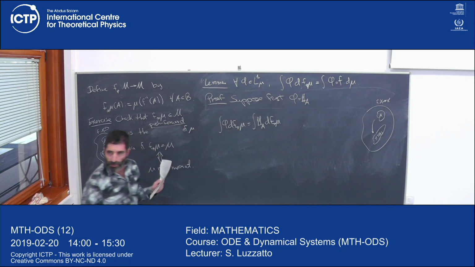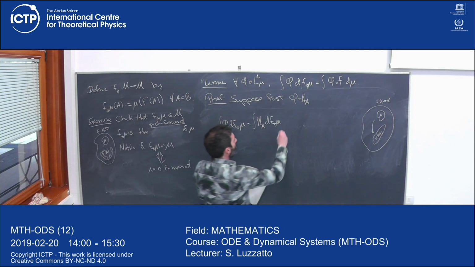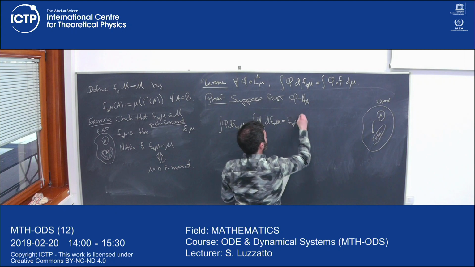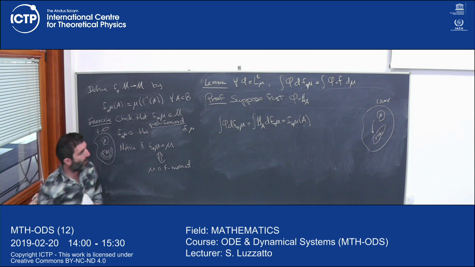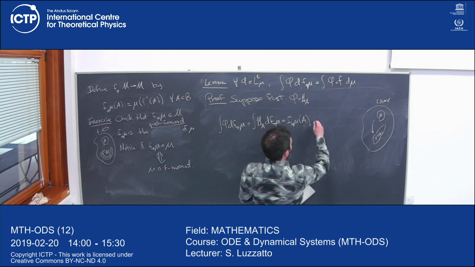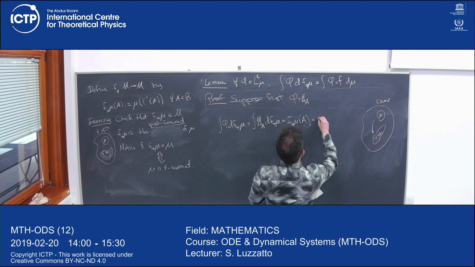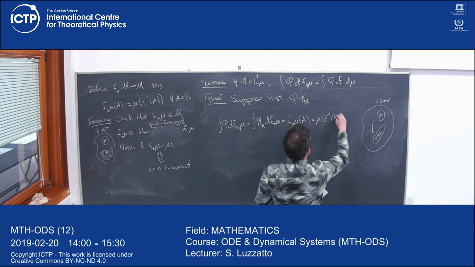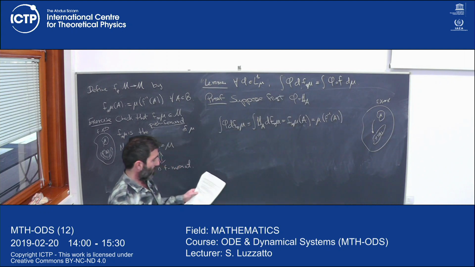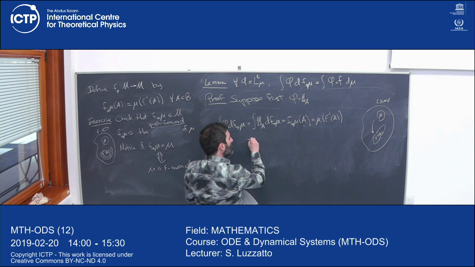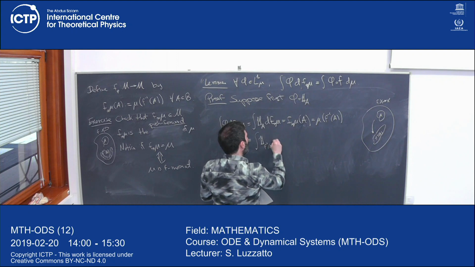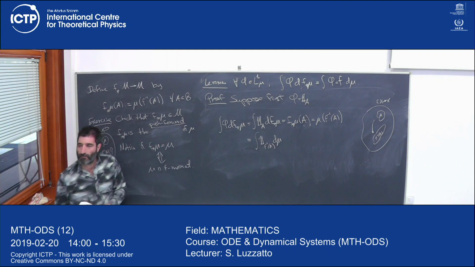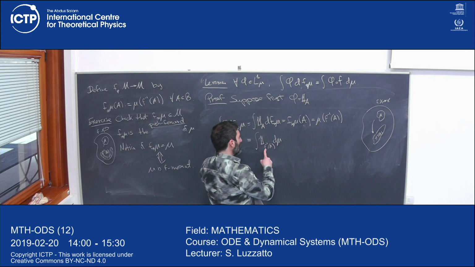And you know what the integral of a characteristic function is, right? It is just equal to the measure of A. Okay? The Lebesgue integral of a characteristic function is the measure. So by definition, this is equal to mu of f minus 1 of A. Right? And we can write this as the integral of the characteristic function of f minus 1 of A d mu.